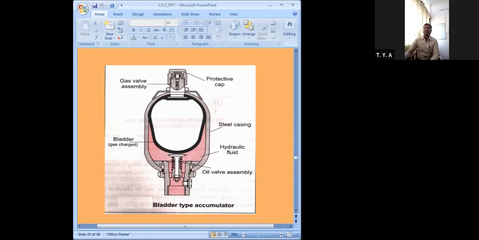Based on the barrier used, that means the separator used, separator type accumulators can be classified into three types. One is the bladder type, second is the diaphragm type, third is the piston type. And this is a bladder type accumulator.